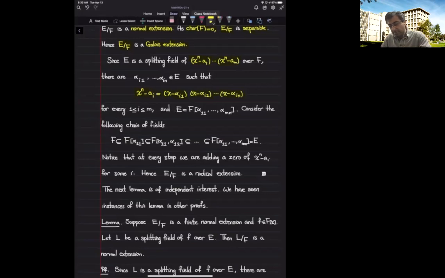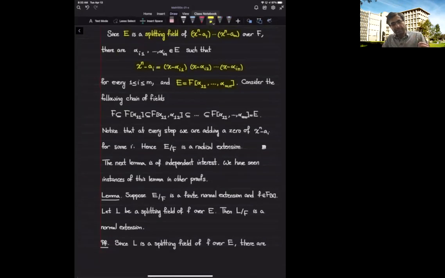And moreover, the field is generated by these zeros and the base field F. So I start with the base field F and I add zeros of this polynomial. All together they generate this field E. That means that E is a splitting field of this polynomial. That's the definition of being a splitting field.